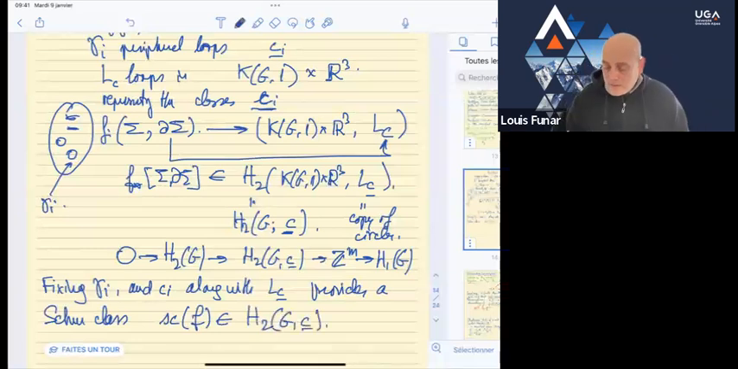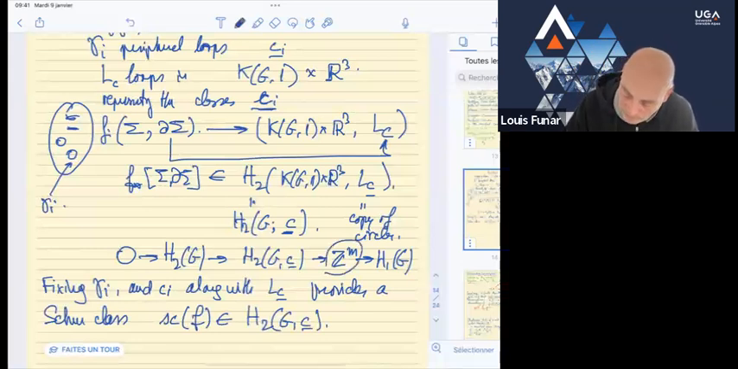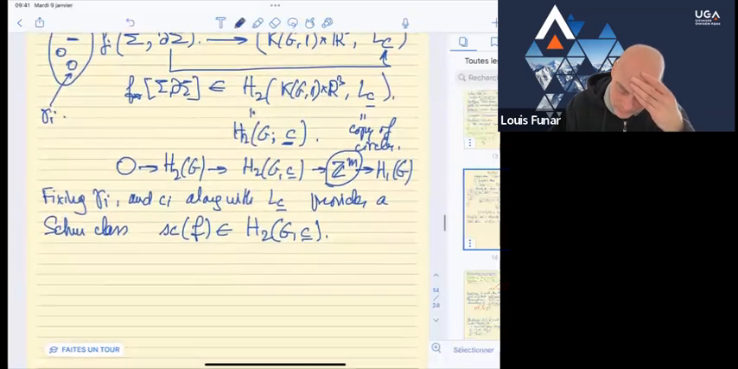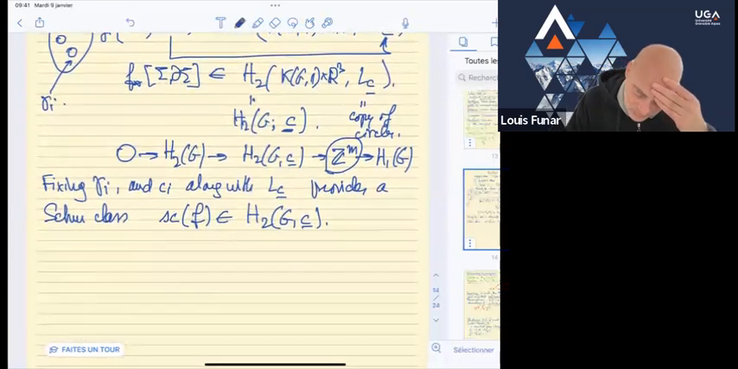And I suspect that part of that is also coming from what you claimed about the linking number, which is related also to Z^M, and of course this depends on gamma_i, C_i, and L_C.